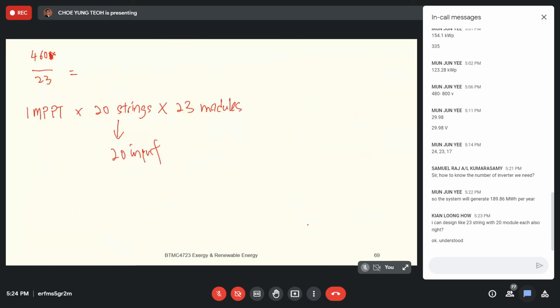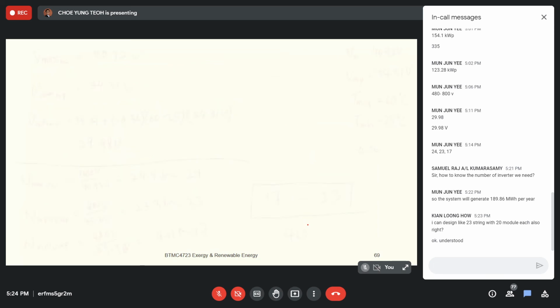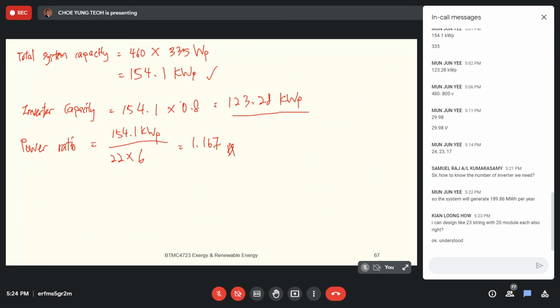Okay, Munjun, you say the system will generate 186.86 megawatt hour per year. Then let's recalculate. We have 154.1. Let's say you want to calculate the total energy yield per year. So we need to make an assumption: capacity factor 0.2. Let's say the capacity factor is 0.2, and then your system capacity is 154. So you can calculate the annual energy yield.